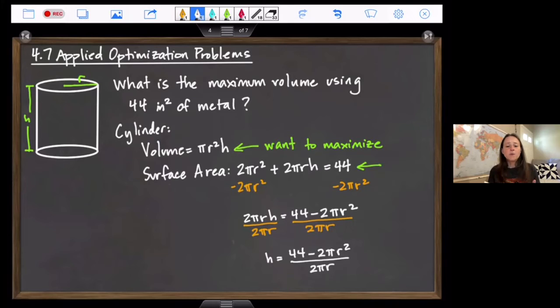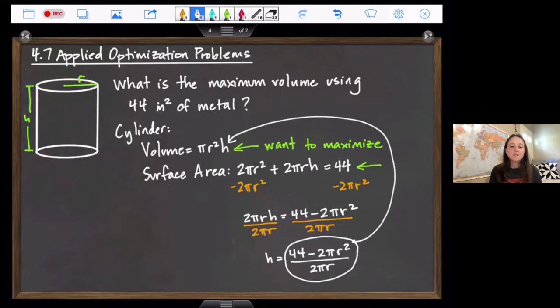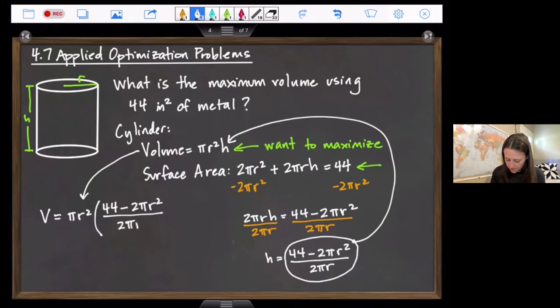All right, so the whole reason I solved for h is because this expression is the same h that's in my volume formula. So I'm going to rewrite my volume formula by plugging in that value of h. So my volume, let's just call that V, is pi r squared times that thing I just got when I solved for h, which was 44 minus 2 pi r squared over 2 pi r. All right, and that's not very pretty to look at, but it is down to one variable. Before I try to take the derivative of that, I'm definitely going to do some simplification.